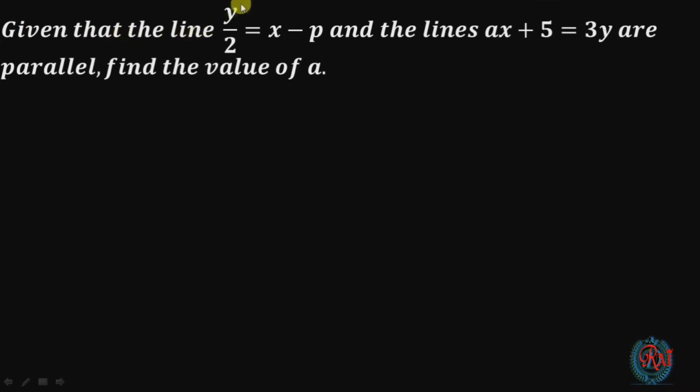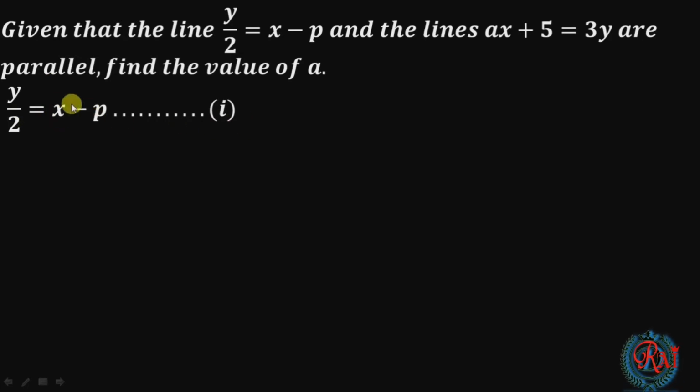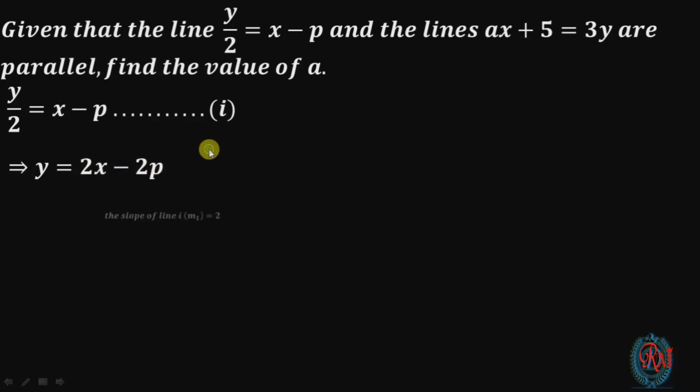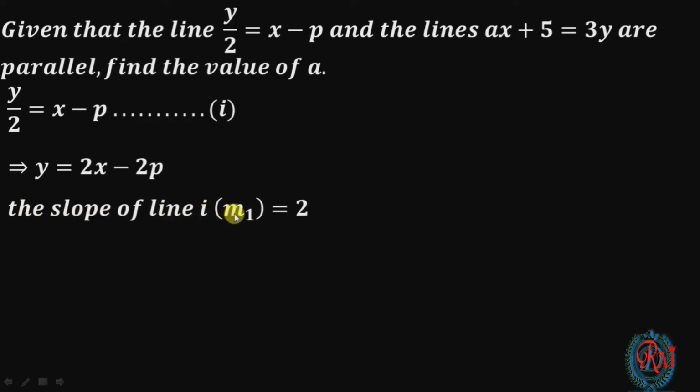Given that the line y by 2 is equal to x minus p and the line ax plus 5 is equal to 3y are parallel, find the value of a. So in this case our given lines are parallel to each other. So line 1, that is y by 2 is equal to x minus p. We'll convert this equation in the form of y is equal to mx plus c. So y is equal to 2x minus 2p. So from here, the slope of line 1 denoted by m1 is equal to 2.